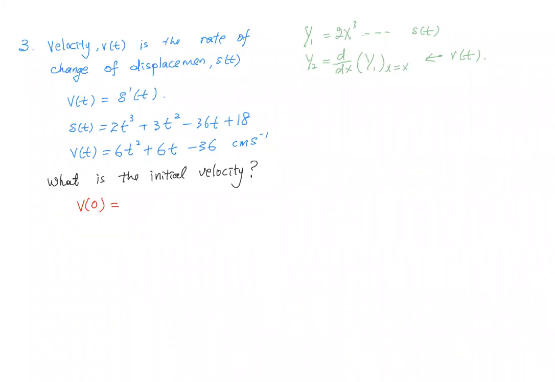Chunyi or Amanda? Negative 36. Yes, so negative 36 cm per second. So how are we going to interpret this? What do you mean by negative? That means I'm saying that initially the object is moving to the left.